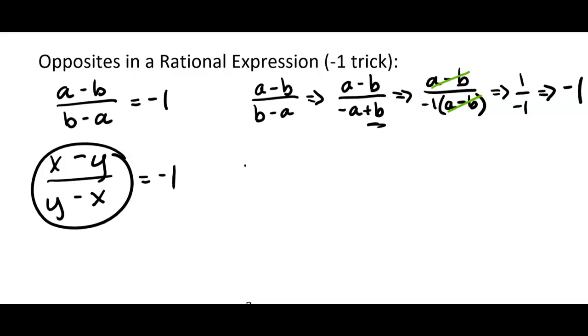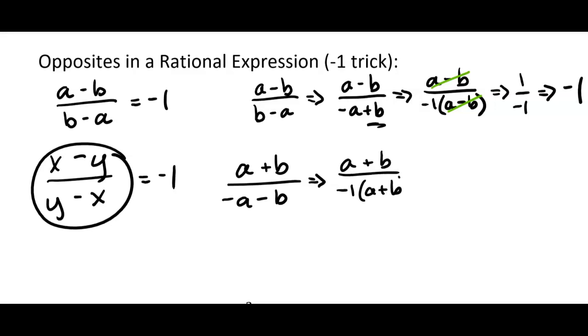But if you have a plus b over -a minus b, you might think, oh, those aren't going to cancel. But watch what happens. If I take out the -1 in the bottom, it changes the sign on the a and the b, and then I do cancel, and I get 1 over -1 again, which is -1. So that's another example of how you have this -1 trick. But this one right here, this is the one we're going to focus on mainly. The other one might be a little more obvious.